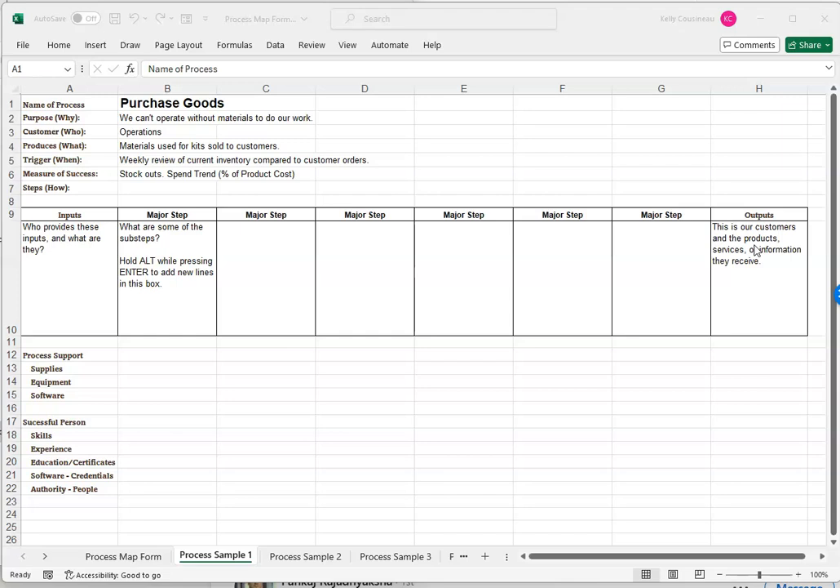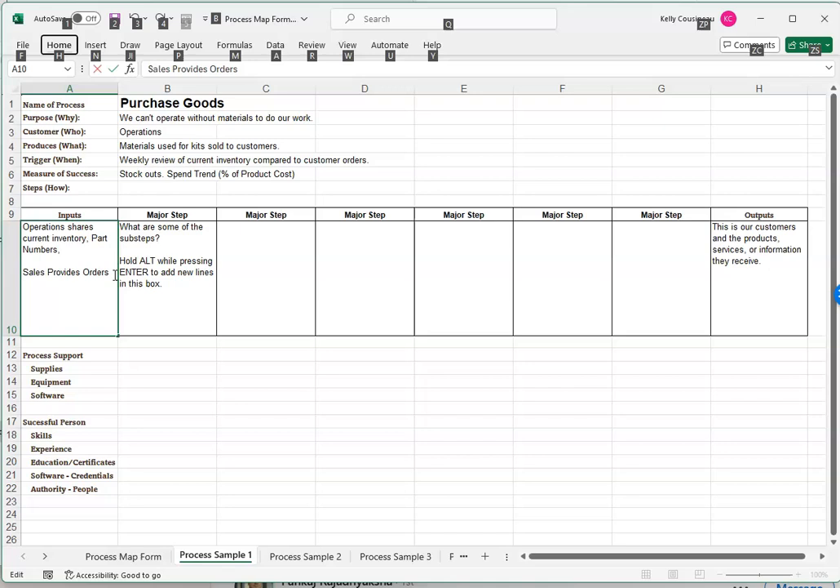So I'm going to go ahead briefly and say that in terms of the inputs, I've entered that operations shares the current inventory and the part numbers they want ordered. Sales provides the current orders, and I explain it in the form itself, or actually I explain it right here. When you want to add lines on a PC anyway, you hold down the Alt key and press Enter a few times, and it brings you down a couple of lines.